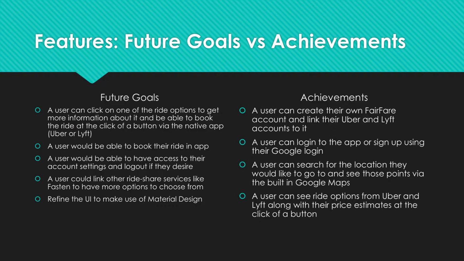A user can search for the location that they would like to go to and see those points on the built-in Google Maps. In this app, I have the built-in Google Maps, and I also use the Google Places API, which allows you to search for locations and get that autocomplete result back. A user can also see their ride options from Uber and Lyft, along with the price estimates, at the click of a button.